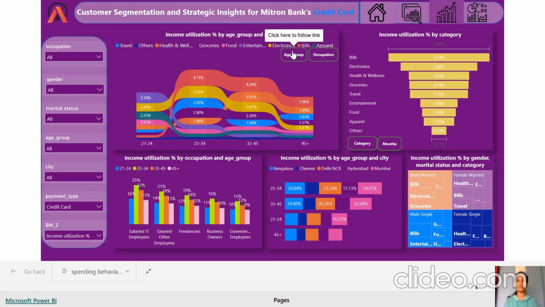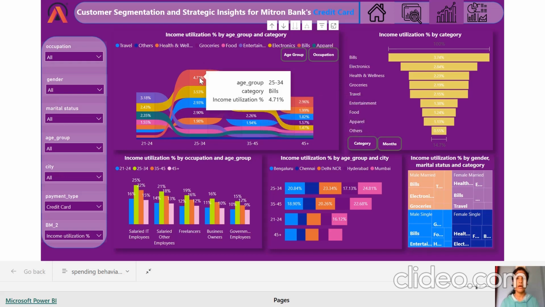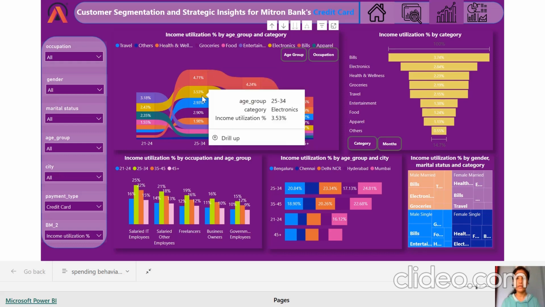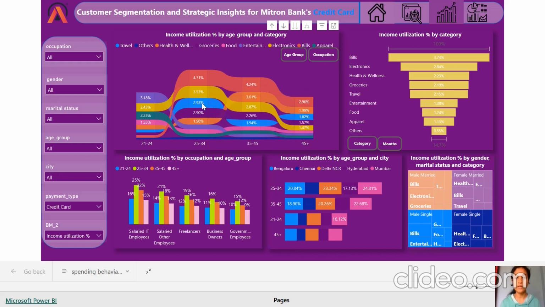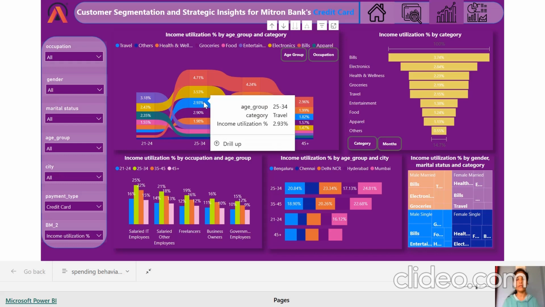When I consider the age group and the occupation, if I consider the age group, 25 to 34 and 35 to 45 again have the highest income utilization percentage. In this age group, where they are spending more, or where the income utilization percentage is more, in which category, it is again showing bills. And here you can see the category electronics. The third category where the income utilization percentage is more is travel.